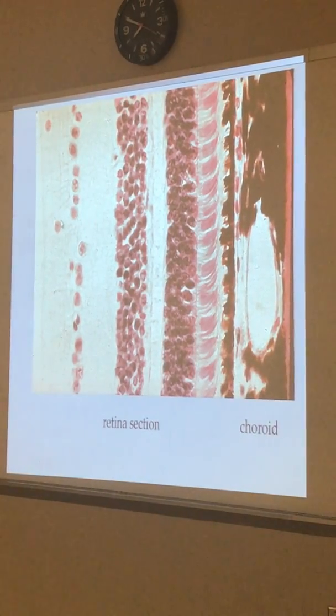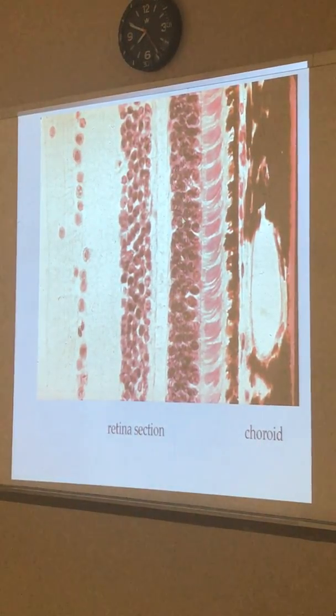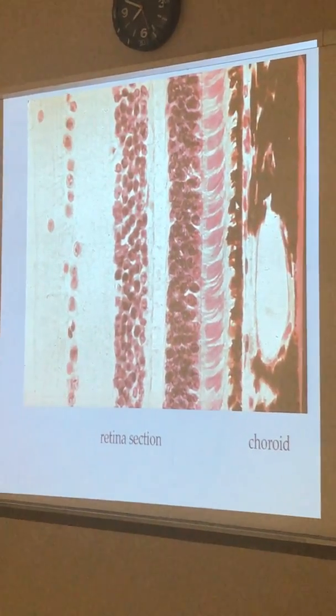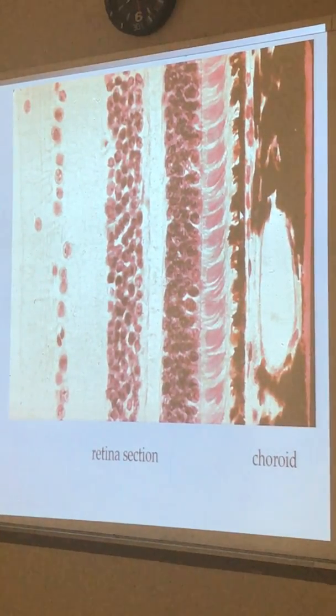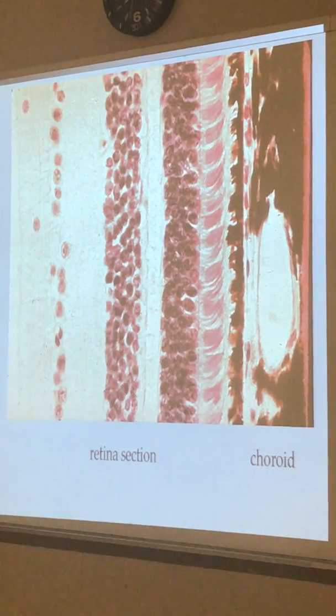All right, now let's name these layers. 4 layers of the retina. 1, 2, 3, 4. The 4th or deepest layer is the pigmented layer of the retina. I don't think it's hard to memorize that one, is it?